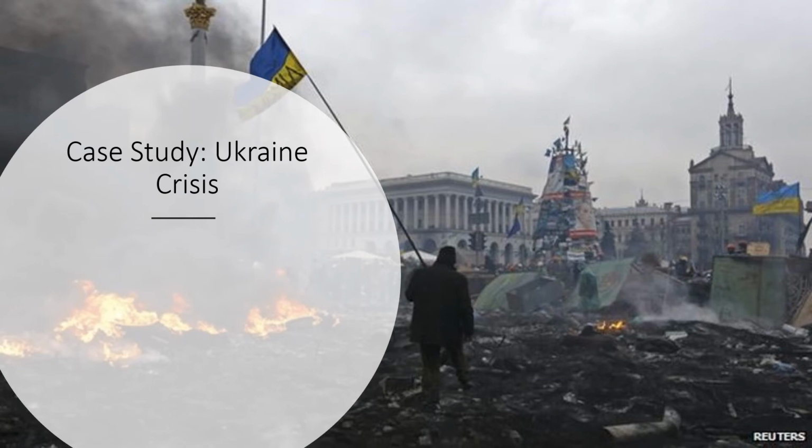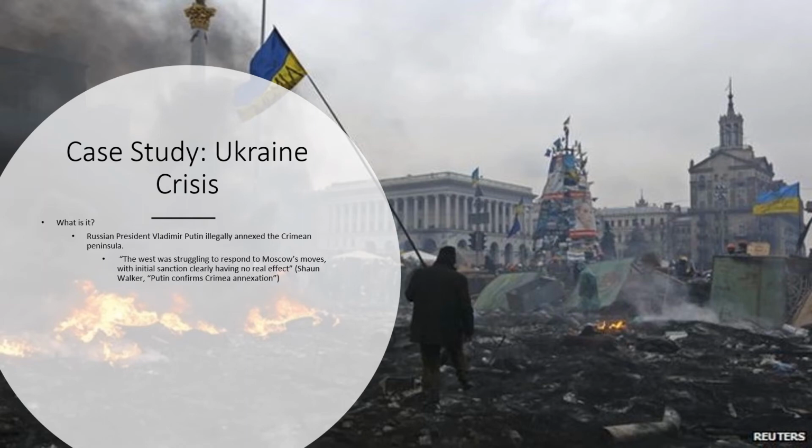One of the last things I want to look at is a case study, which is essentially looking at the situation of the Ukraine crisis. So what is the Ukraine crisis? Russian President Vladimir Putin illegally annexed the Crimean Peninsula in 2014, actually. And essentially, the West was struggling to respond to Moscow's moves, with initial sanctions clearly having no real effect.